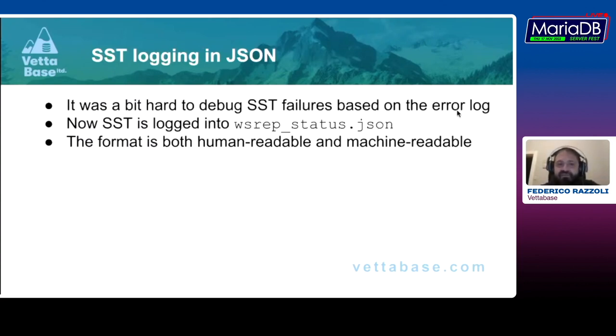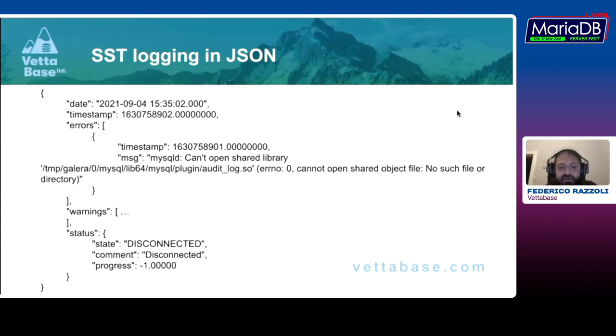And the other thing is still about SST. Basically, the problem was debugging SST problems could be a bit hard because cryptic errors were printed in the error log. Now we have this new file called the WSREP status JSON. The format is readable for both humans and machines. And this is an example copied from the documentation or maybe from a task, I don't remember. Anyway, you can see that it's JSON, but it's also well indented. So again, it's very readable.